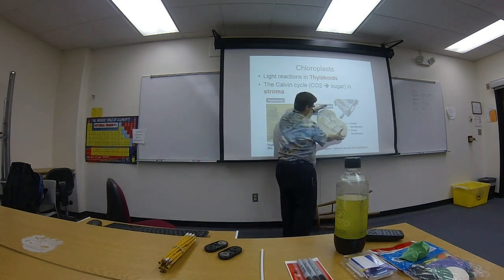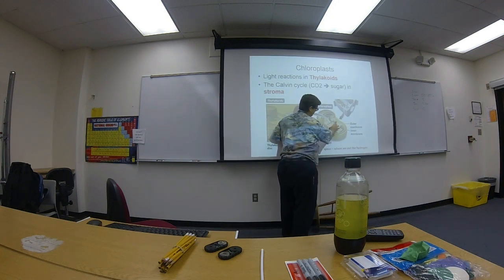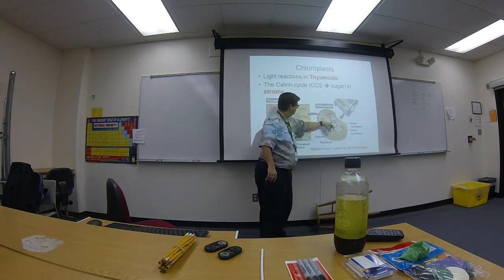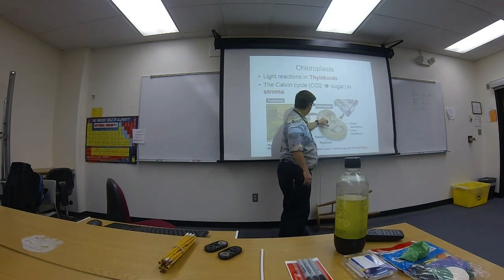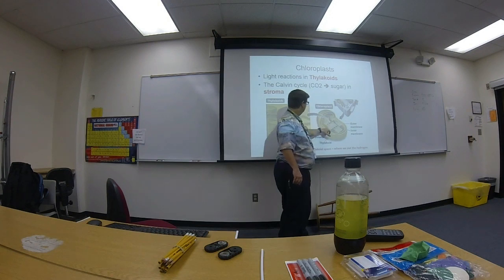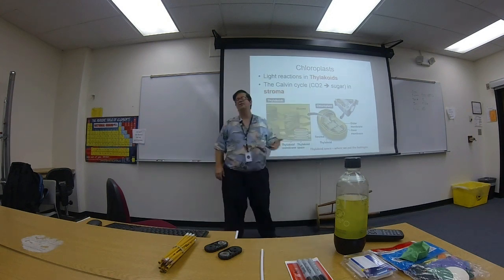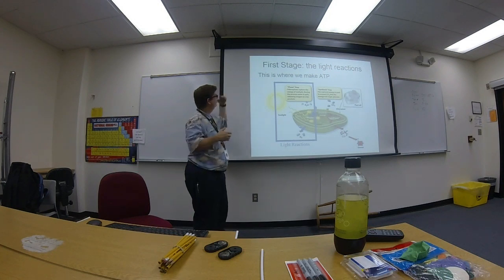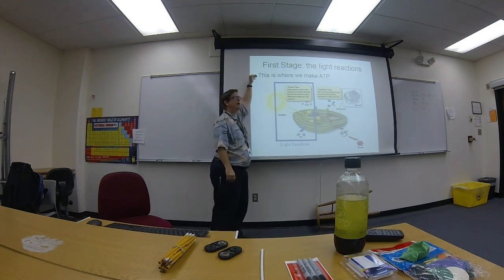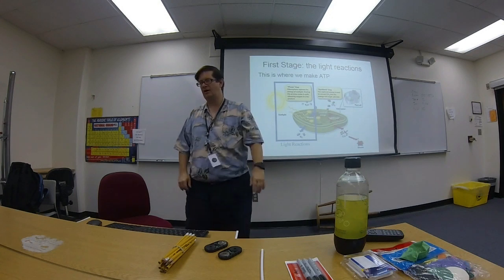We've got our chloroplast, and I only want you to know two basic things. I want you to know these stacks of membranes here, these are thylakoids. And in the space around them, the stroma. The thylakoids are like hydrogen storage tanks, and the space around them, that's where we're actually going to do the Calvin cycle and the making of the sugars. So the first stage of photosynthesis is the light reactions. This is where we make ATP. Got to know that.